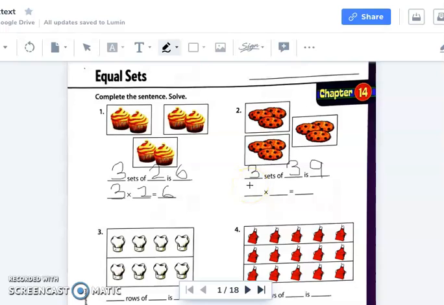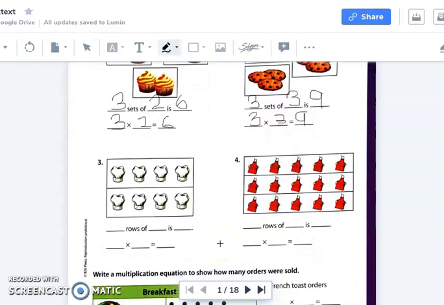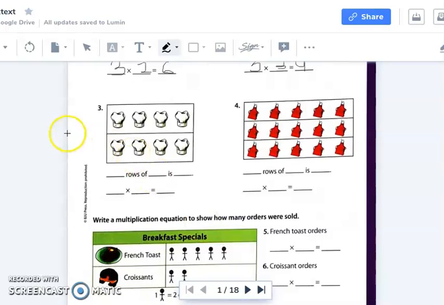All you have to do is write the same number. 3 times 3 equals 9. 3 times 3 is 9. Very good. Okay. We can try number 3 together.